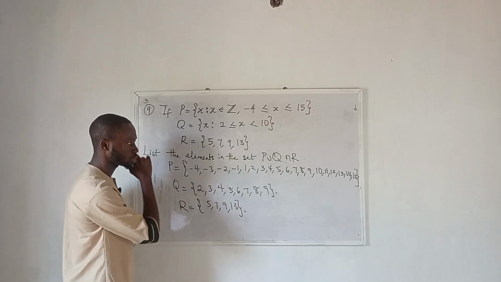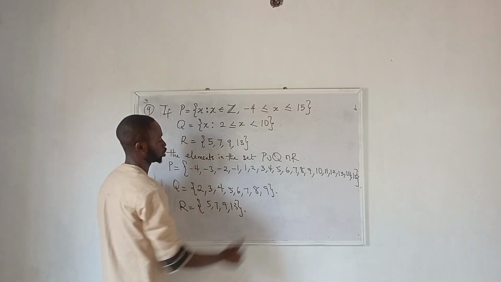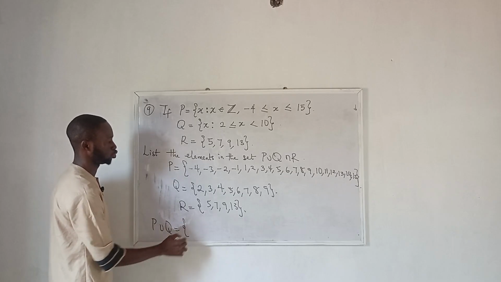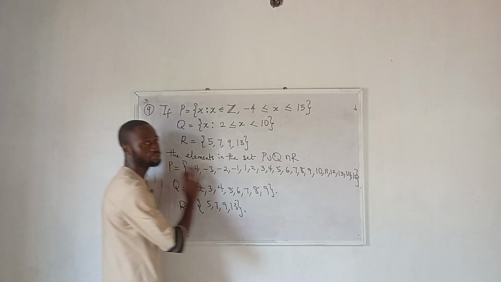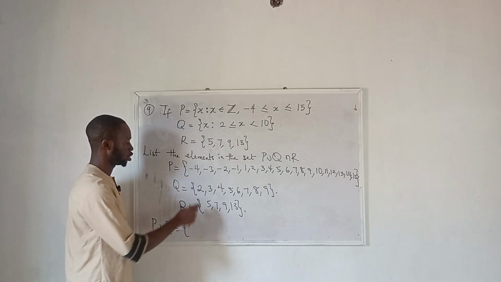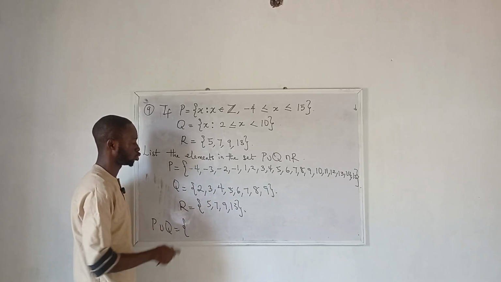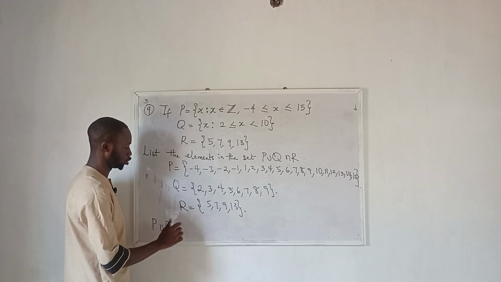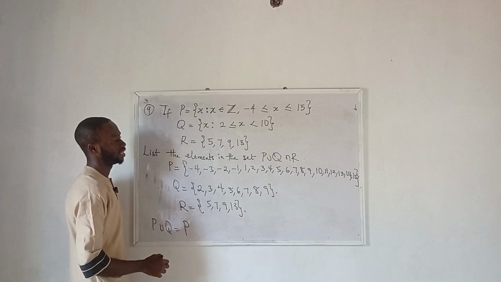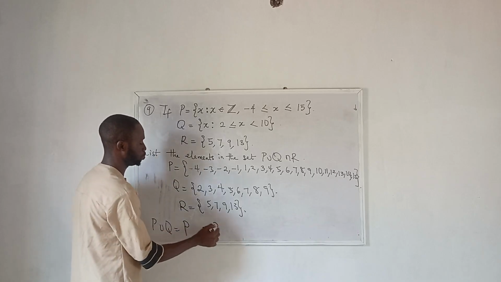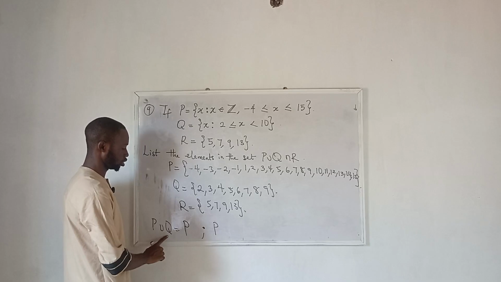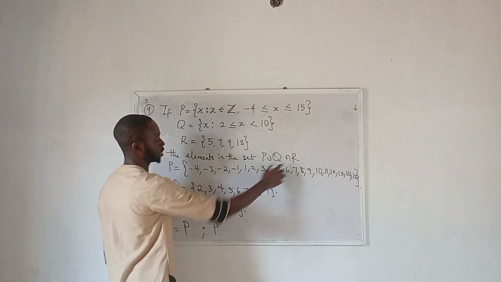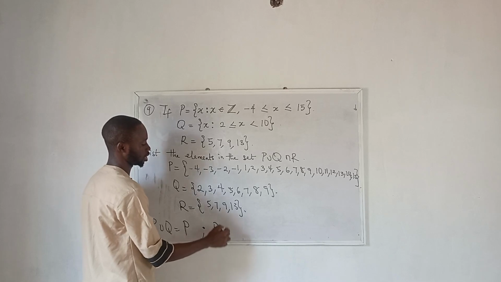So we are asked to find P union Q intersection R. What is P union Q? P union Q is going to be everything in P because Q is already in P. When you join them together, it's definitely going to be everything in P. So you can write P union Q is equals to P. Then you want to use it to intersect R, so you want to do P intersection R.